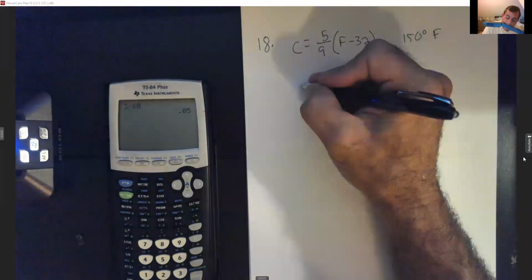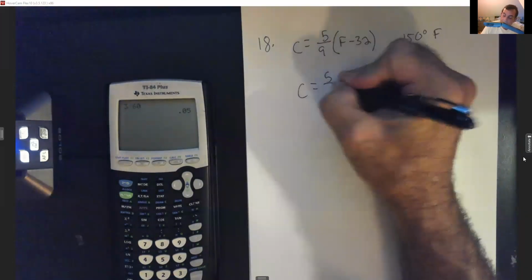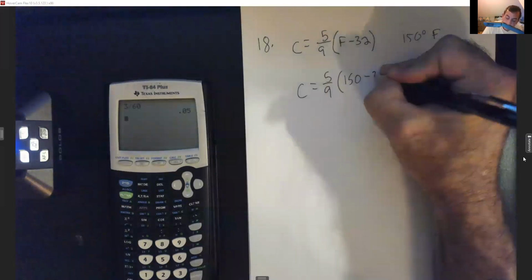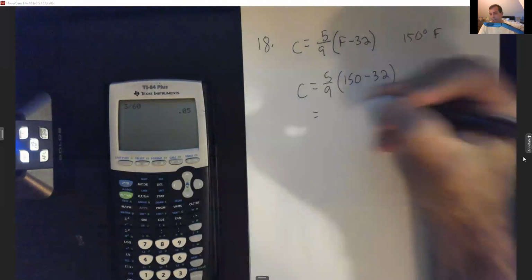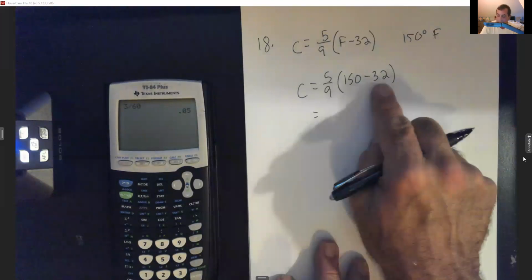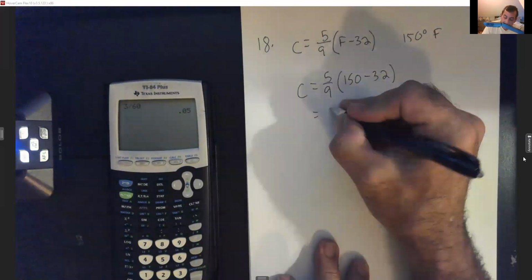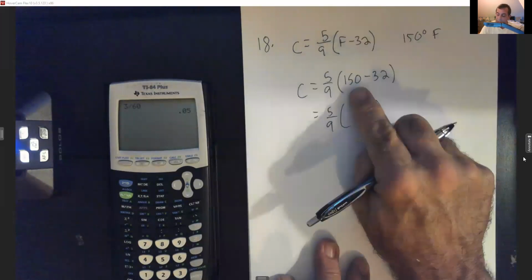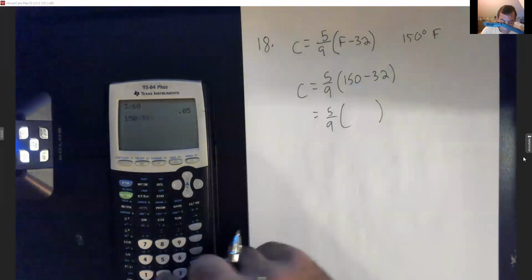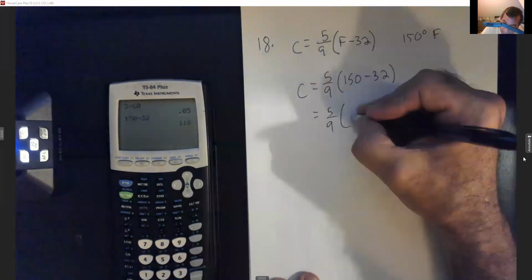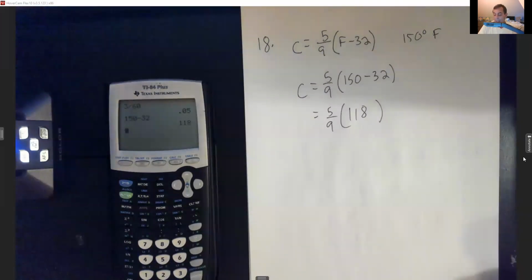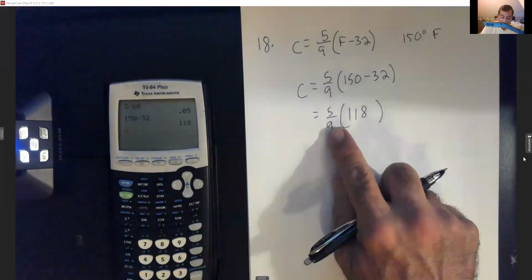So this is C equals 5/9 times F, which is 150 minus 32. And I'll do it by hand, and then I'll show you how I do this by calculator. So order of operations, work inside parentheses first. So bring down that 5/9. Inside the parentheses, 150 minus 32 is 118. Now, on the calculator, I would probably put my 5/9 in parentheses.